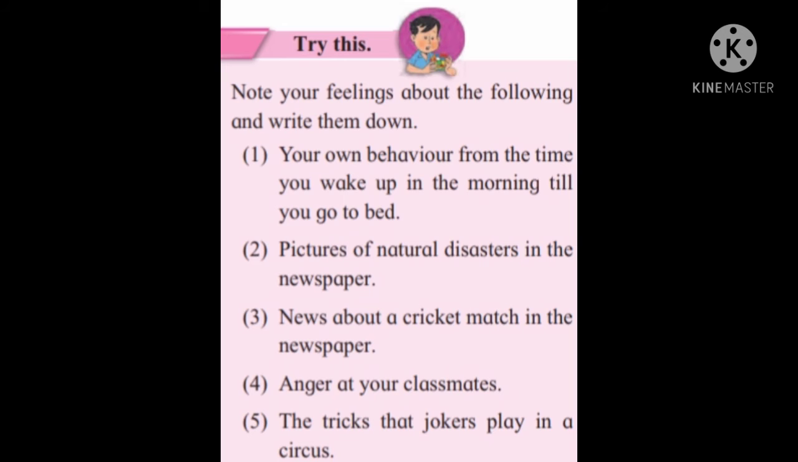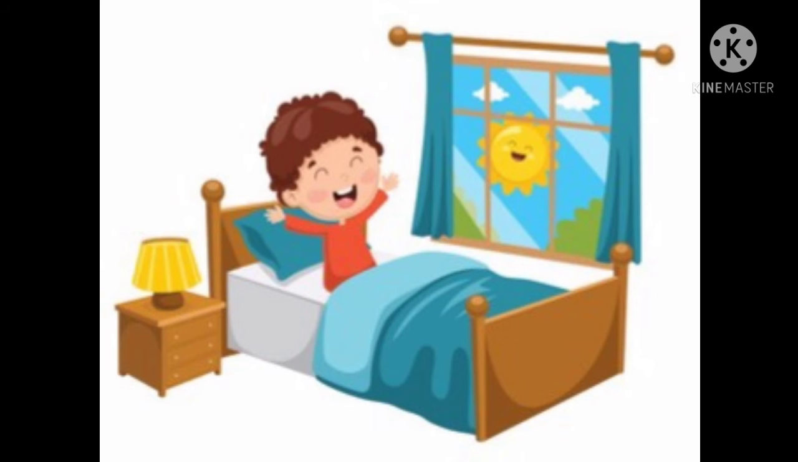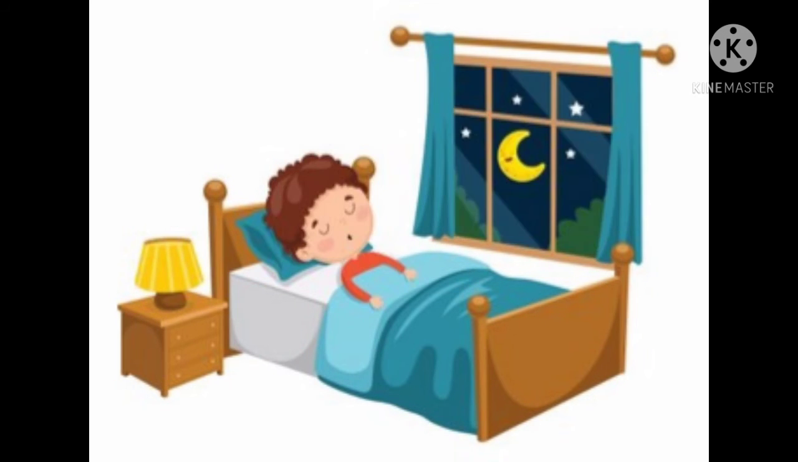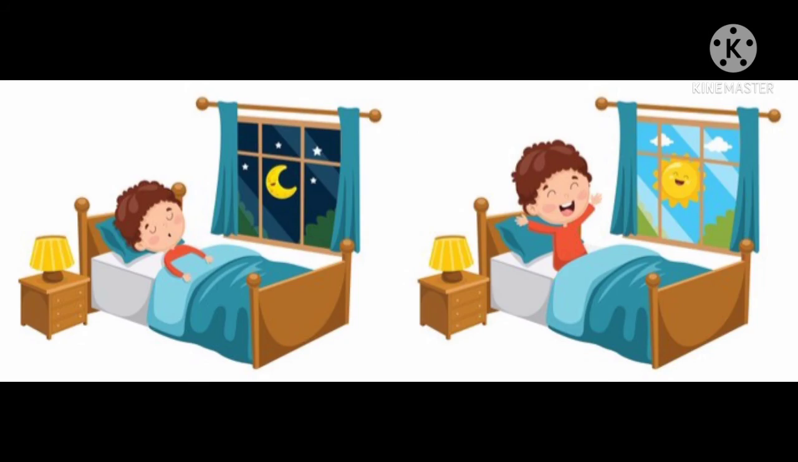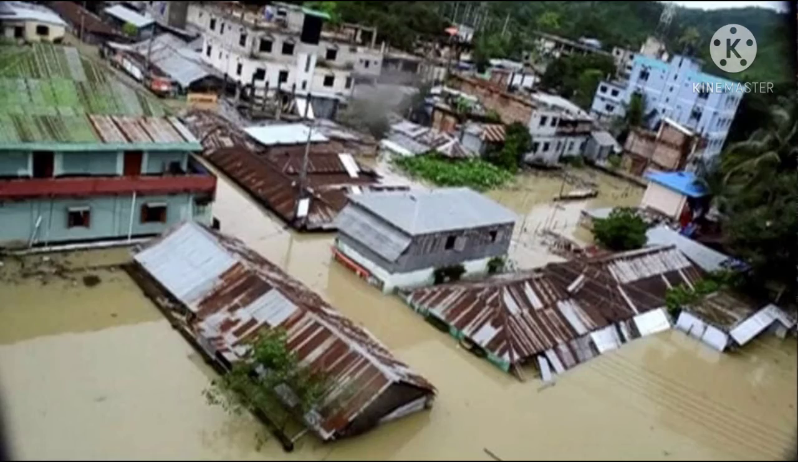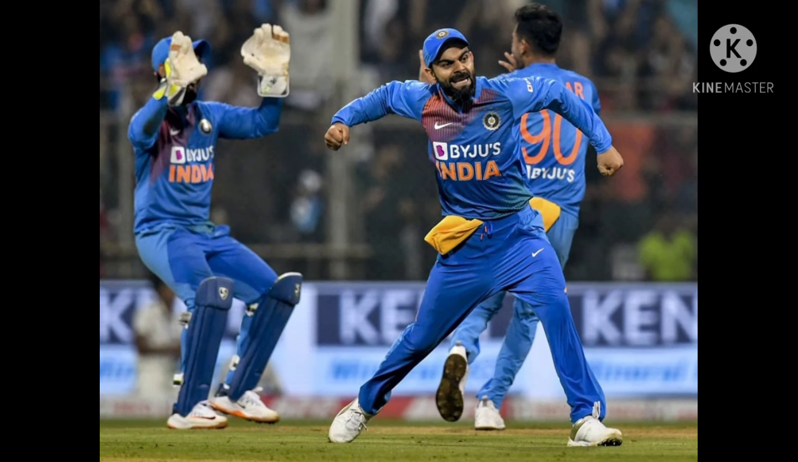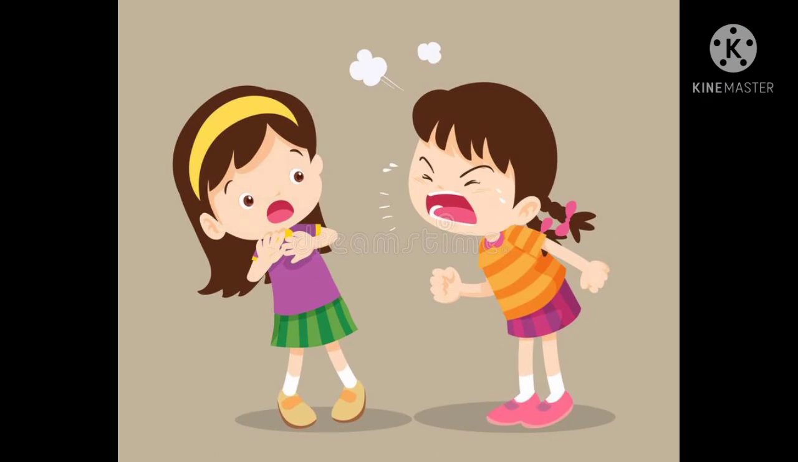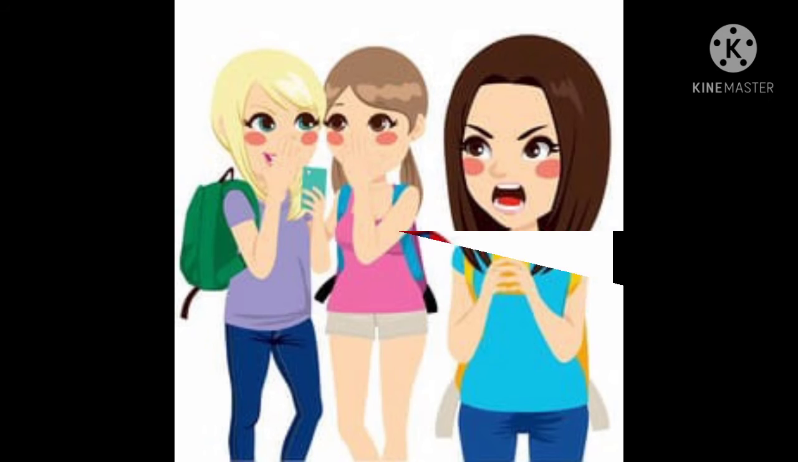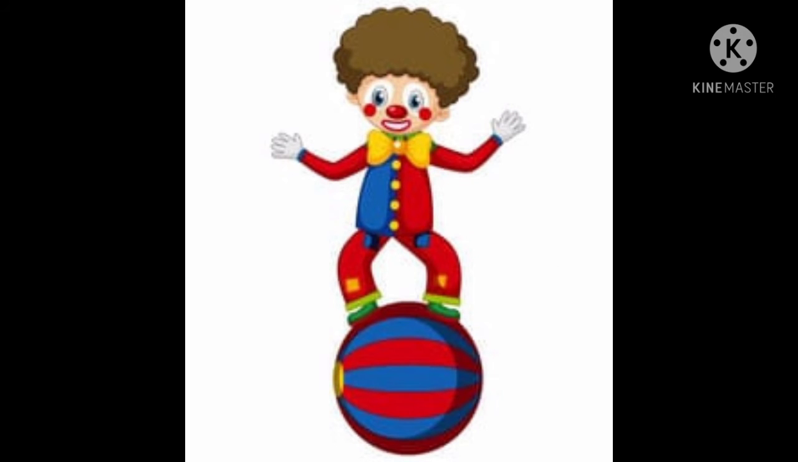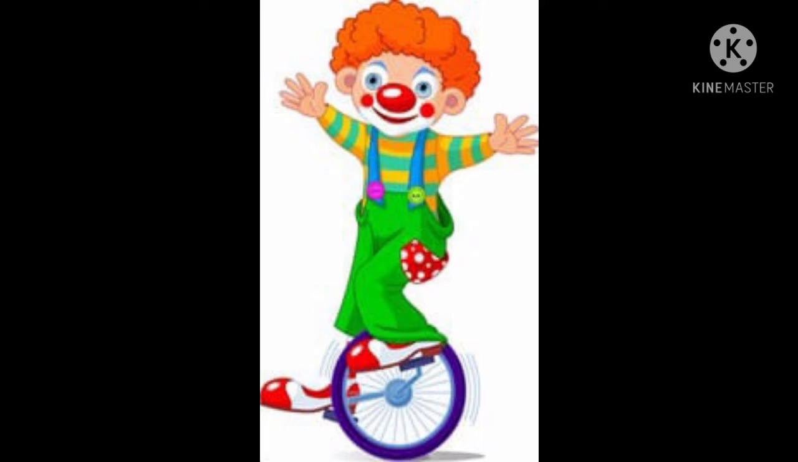Dear students, here they have given a small activity. What they have told us is to note your feelings about the following and write them down. Number 1, your own behavior from the time you wake up in the morning till you go to bed. Second, picture of natural disasters in the newspaper. Third point, news about a cricket match in the newspaper. Fourth point, anger at your classmates. And last, fifth point, the tricks that jokers play in a circus.